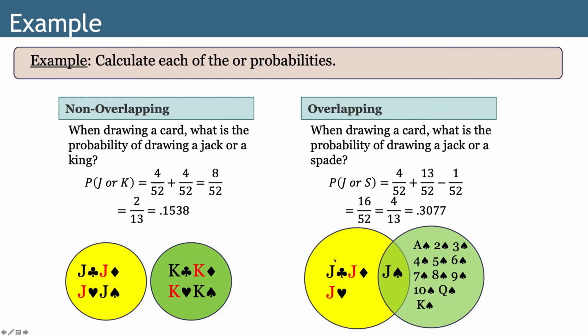So if I count up all my jacks, there's 4 of them. If I count up all my spades, there's 13 of them. So if I just added these, I actually would have double counted this. So you subtract off the overlap, all right? And there's one card in the overlap, and so if I subtract that off, that gets me the correct answer, all right? So that's or probability, so that's something you'll work with.